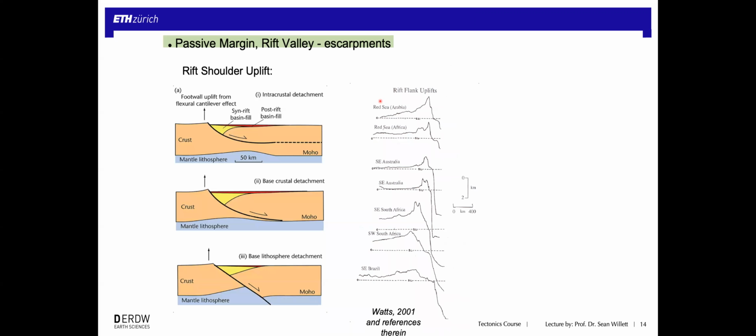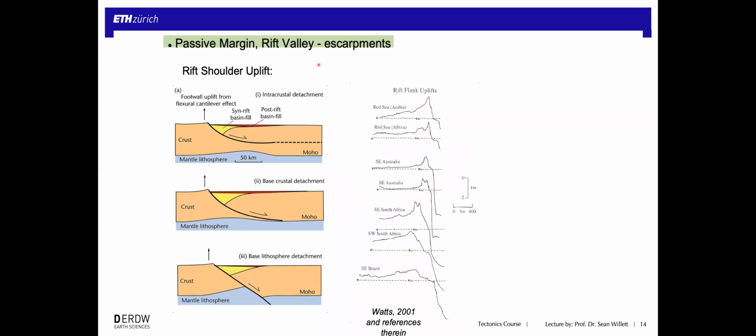All right, let's move on to another example where flexure is important to the morphology of the Earth's surface. This now is a tectonic process. I want to look a little bit at what happens on the edges of rifts and passive margins.